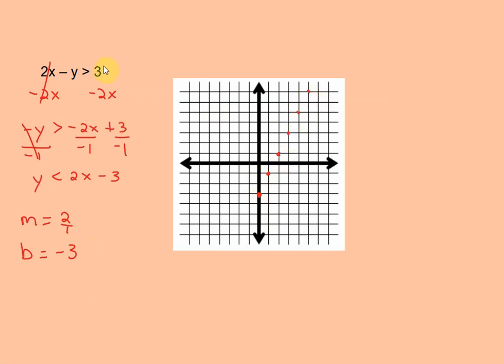And then we need to determine what kind of line it's going to be. In this case, it's going to be a dashed line because there's no line underneath my inequality symbol. It's strictly less than, so let's do a dashed line. Not a very straight dashed line, but you get the picture.